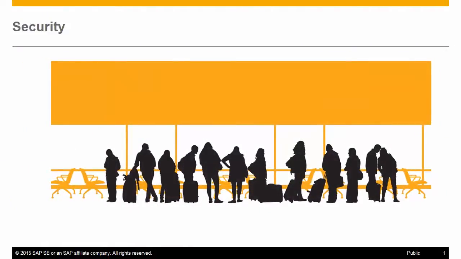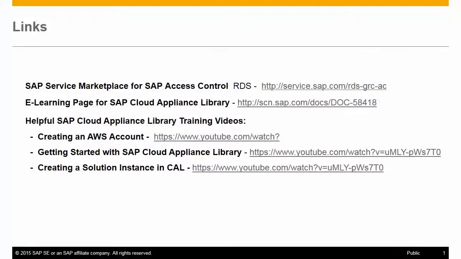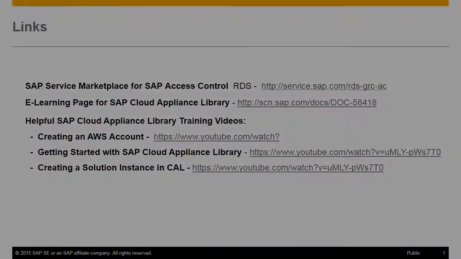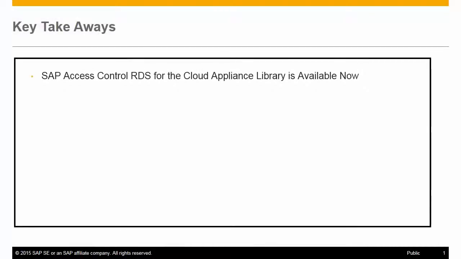Of course, one of the best weapons in the security arsenal is a strong program of compliance and risk management. And the cornerstone of a strong risk management program is, of course, SAP Access Control. To learn more about the SAP Access Control solution for the Cloud Appliance Library, please feel free to check the links on this page. Here are the key takeaways from this presentation.